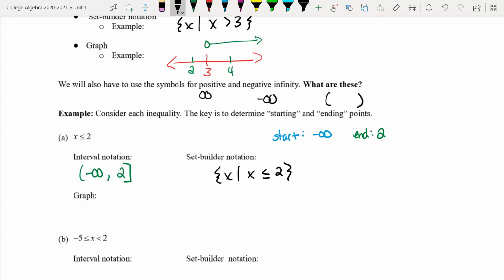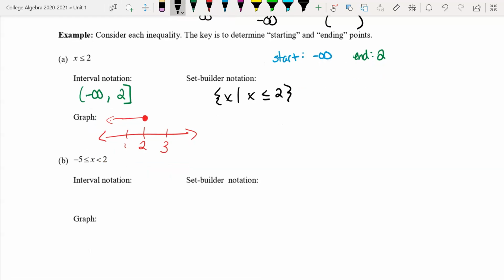Those are pretty easy. When you graph it, I have to decide, do I use an open or closed circle? Well, in this case, it's a closed circle because it was less than or equal to, and I would shade to the left because I went to negative infinity.